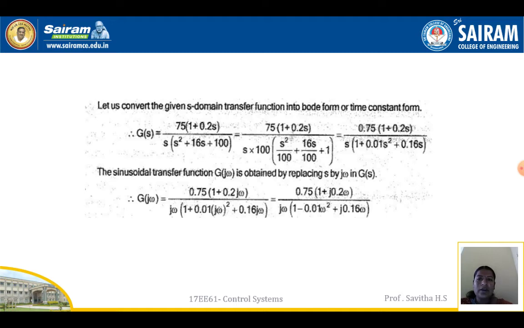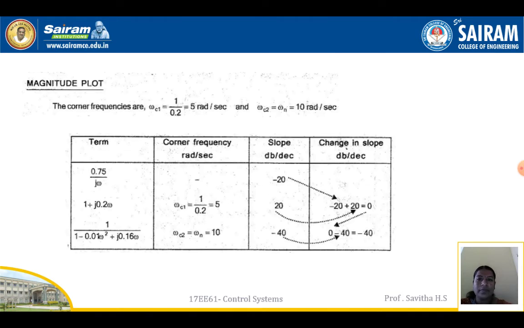The sinusoidal transfer function G of j omega is obtained by replacing s by j omega in G of s. So G of j omega is equal to 0.75 into (1 plus 0.25 j omega) divided by j omega into (1 plus 0.01 (j omega) square plus 0.16 j omega). If you simplify the equation, we get 0.75 into (1 plus j 0.25 omega) divided by j omega into (1 minus 0.01 omega square plus j 0.16 omega).